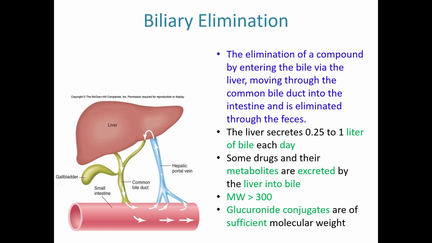Now let us discuss biliary elimination. The liver secretes 0.25 to 1 liters of bile a day, and some drugs and their metabolites are excreted via the liver into the bile. In order to be excreted in the bile, a compound must have a molecular weight greater than 300. Most drugs and toxicants are not this large. However, phase 2 metabolism reactions, especially glucuronidation, can make a compound of sufficient molecular weight to be excreted through bile.